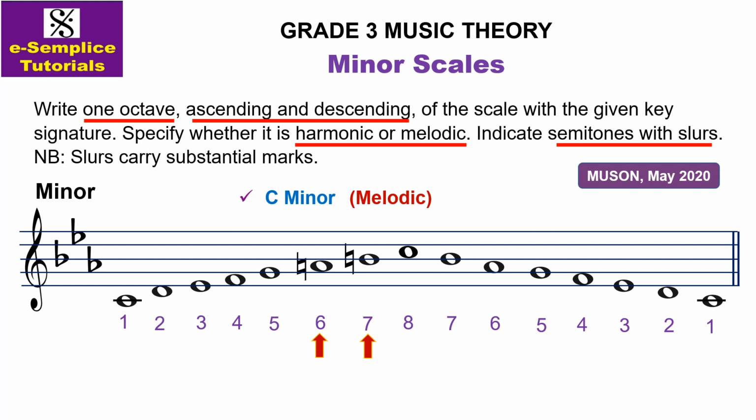Now we've raised the sixth and the seventh note in the ascending scale, and in the melodic descending, we lower it. As you can see, the natural signs have been taken off. So the seventh note in the descending scale returns to B flat, while the sixth note in the descending scale returns to A flat.